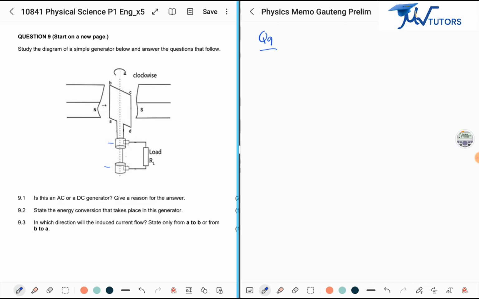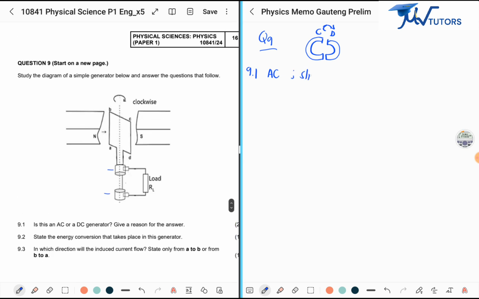Now 9.1, it says, is this an AC or a DC generator? If you cannot tell the difference, ask yourself, if I have a split ring, which we do not have in this case, do you see this looks like a C, this looks like a D? So a split ring is for a DC generator in this case, or a DC motor. Alright? So in this case then, we definitely have an AC generator. And give a reason for your answer. It's because of the slip rings.